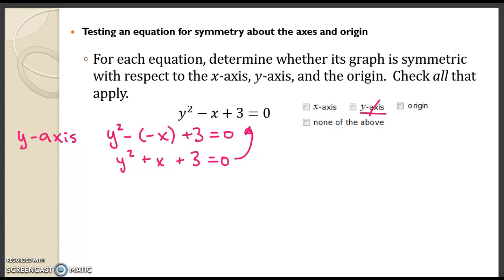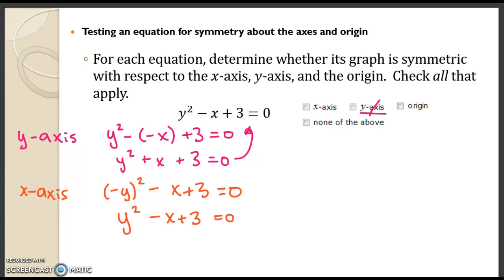Now, let's go ahead and test for x-axis symmetry. Very similarly, we're going to plug in negative y into our equation. And you can see what happens is a negative y squared, negative y times a negative y, turns positive. So what happens? Well, we get the same equation out. So we do have x-axis symmetry.